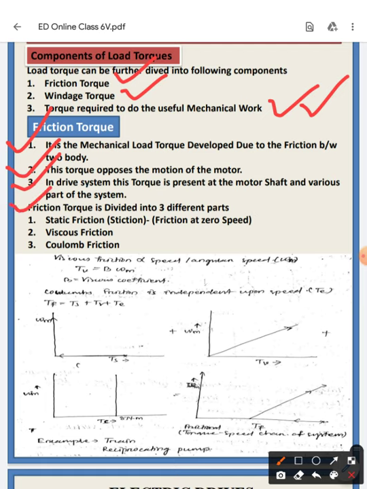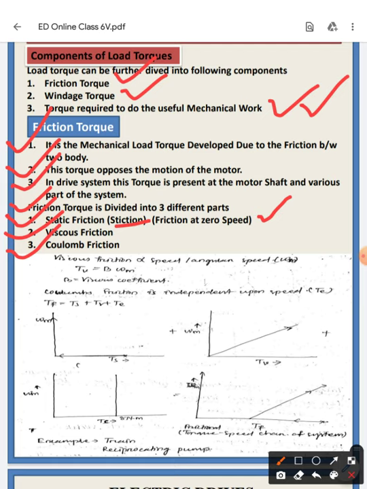And frictional torque is again divided into three different parts. One is the static frictional force, or shortly known as stiction. It is the friction at zero speed. The second one is the viscous friction. The third one is the Coulomb friction, right?